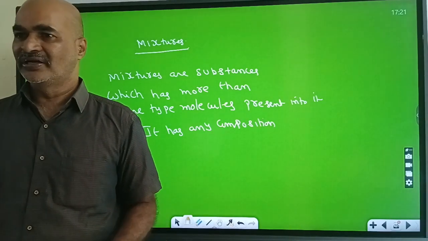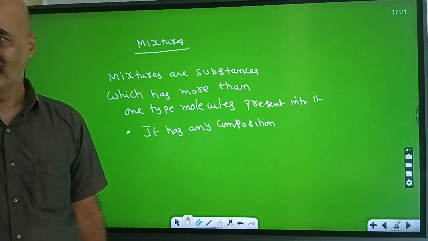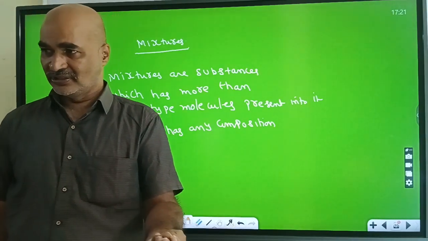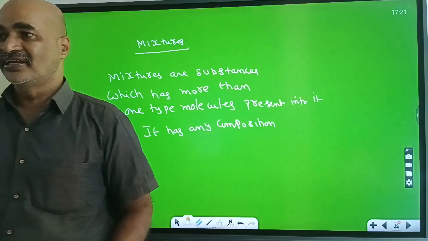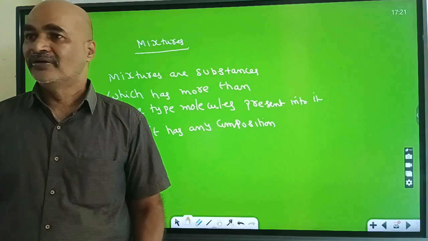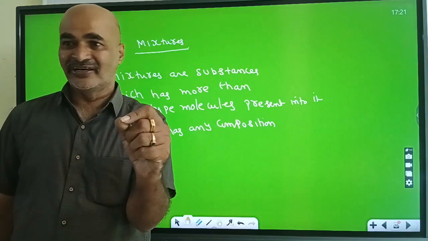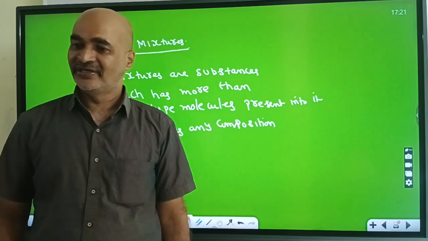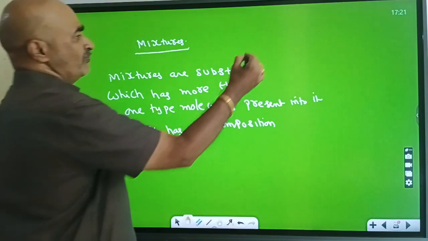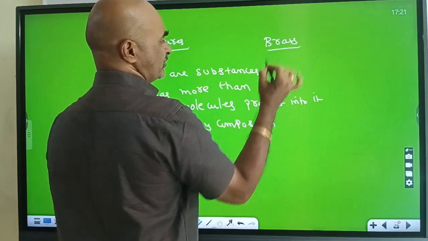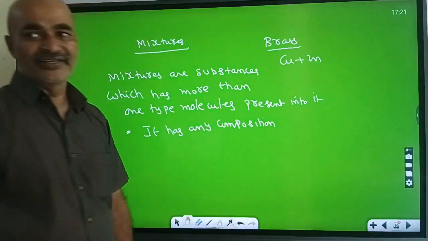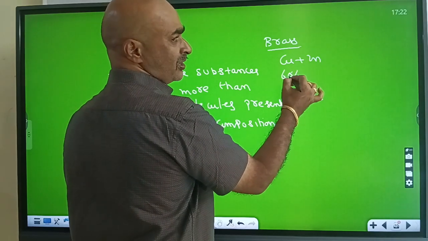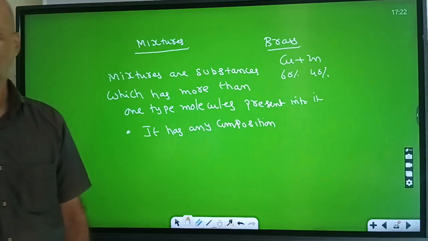It means, for example, seawater contains a lot of salt, but lake water contains a small amount of NaCl, while seawater contains a large amount. Lake waters and river waters also contain NaCl, but only a minute quantity. So any mixture can have any composition. The best example is an alloy, brass. Brass is a mixture. It contains copper and zinc: copper is 60% and zinc is 40%. So this is a mixture.